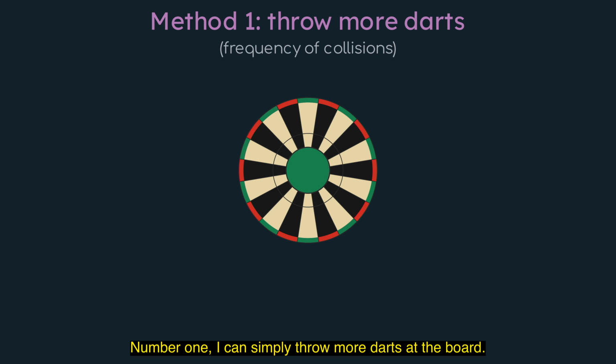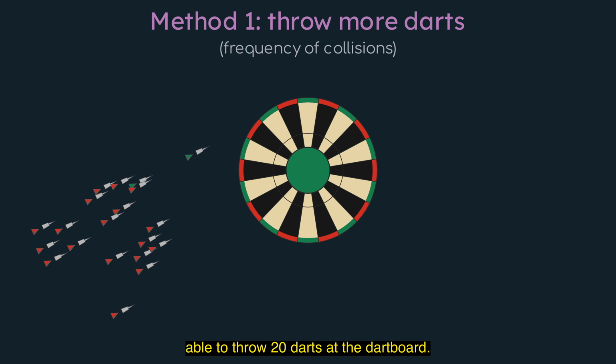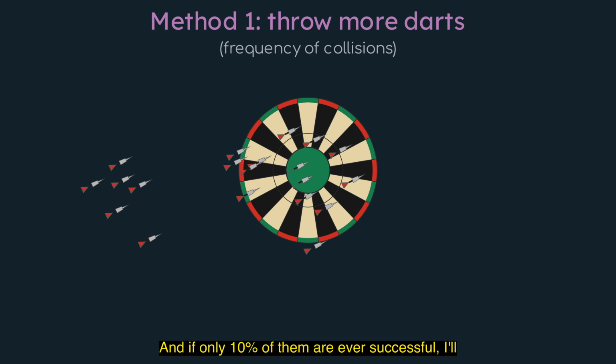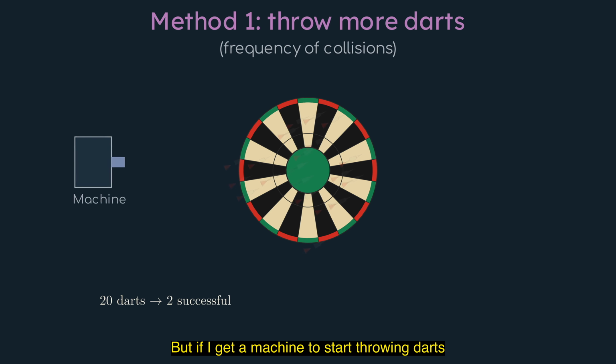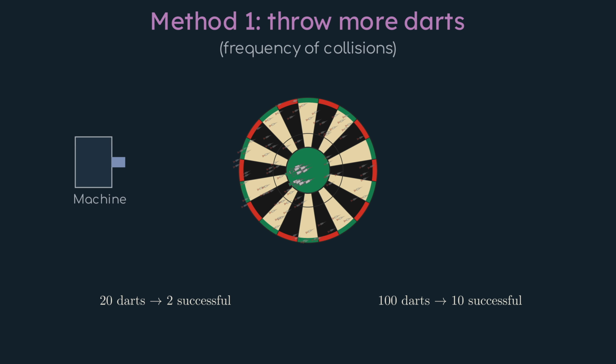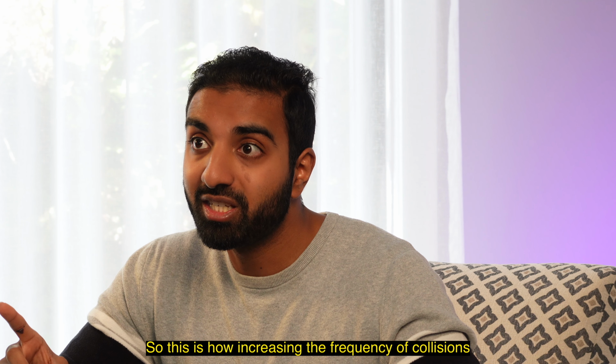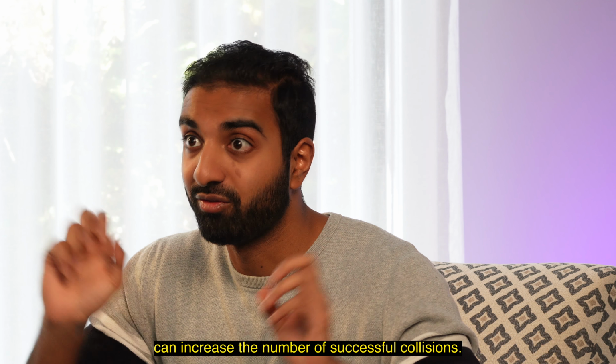Number one, I can simply throw more darts at the board. If I was to throw them by hand, I might only be able to throw 20 darts at the dartboard. And if only 10% of them are ever successful, I'll only have 2 successful collisions. But if I get a machine to start throwing darts at the dartboard, it can throw 100 darts. In other words, more frequent collisions. Of those 100, 10% will still be successful, meaning you've got 10 successful collisions. So this is how increasing the frequency of collisions can increase the number of successful collisions.